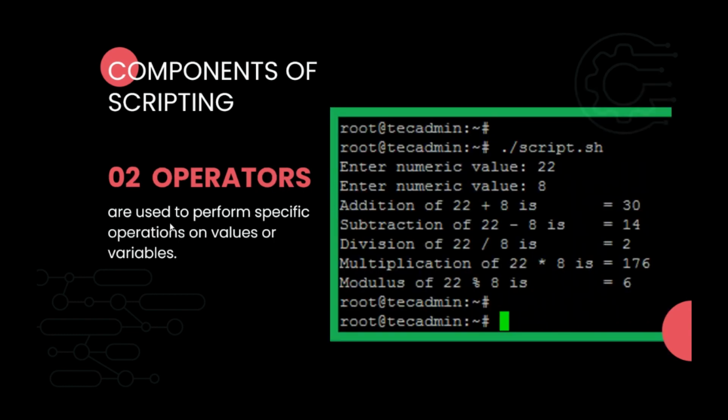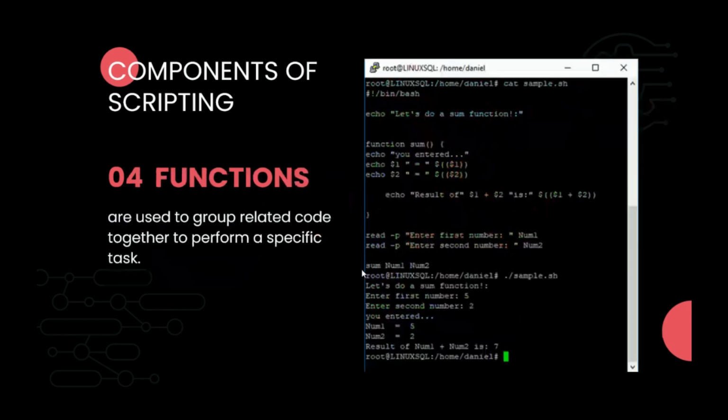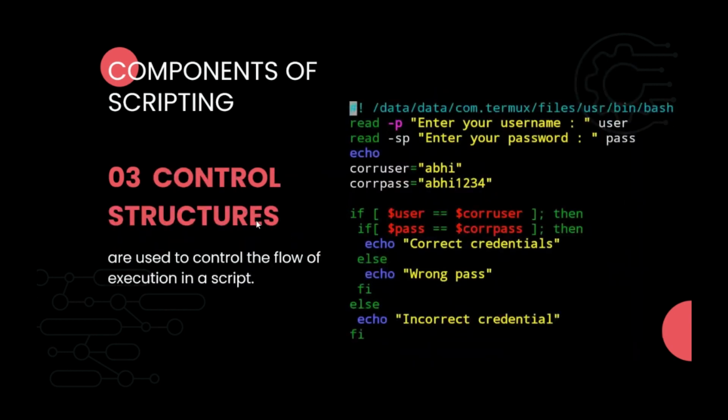2. Operators are used to perform specific operations on values or variables. In the sample here in the table, the numeric values are added, subtracted, divided, multiplied, or modulus is applied. 3. Control structures are used to control the flow of execution in a script. Another sample, so that it is not confusing, let's look.